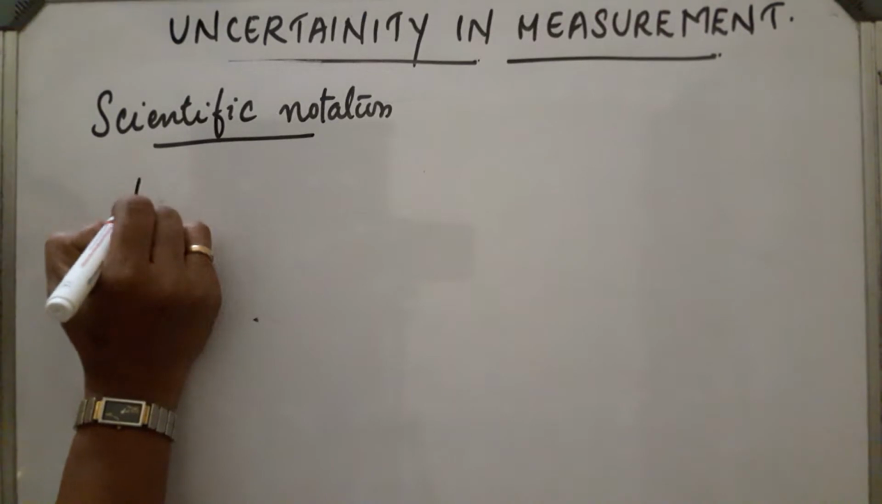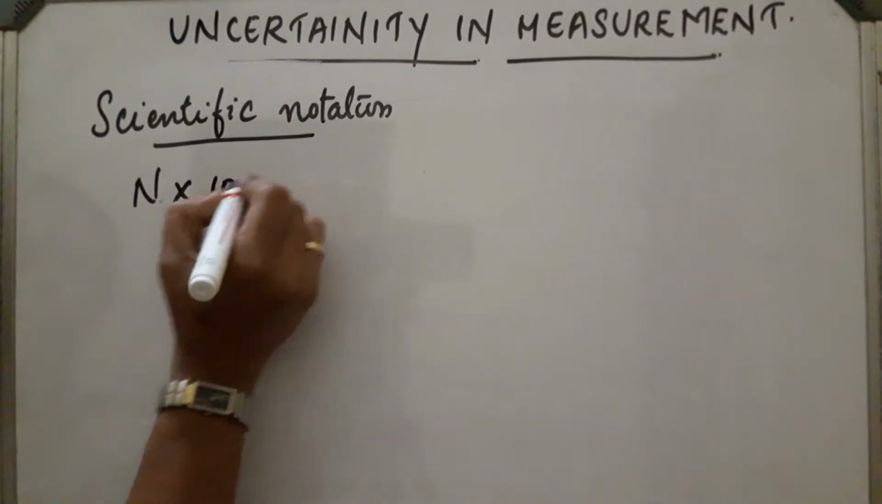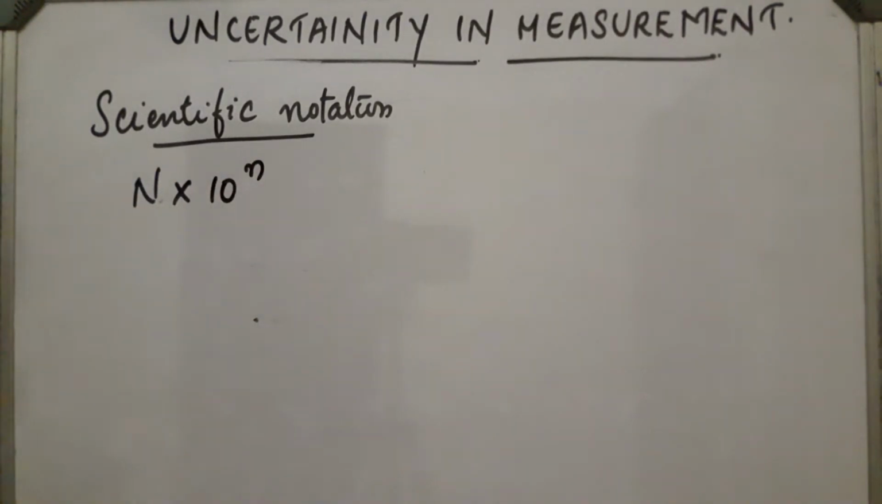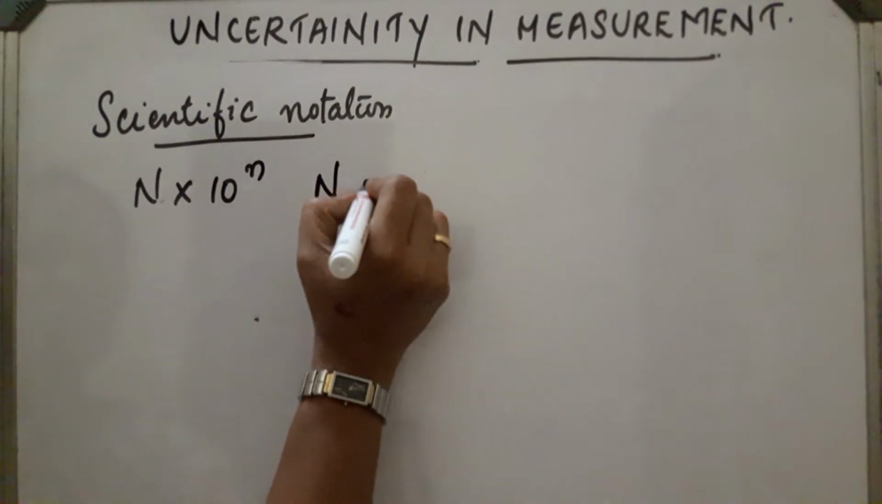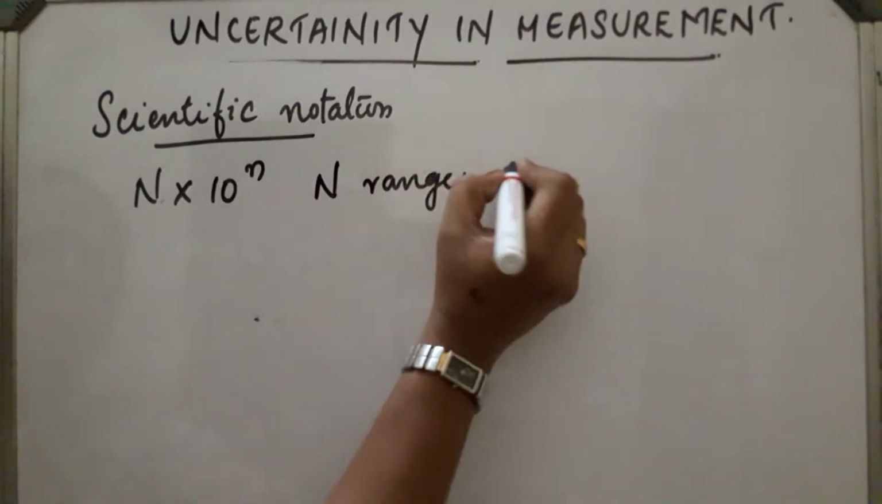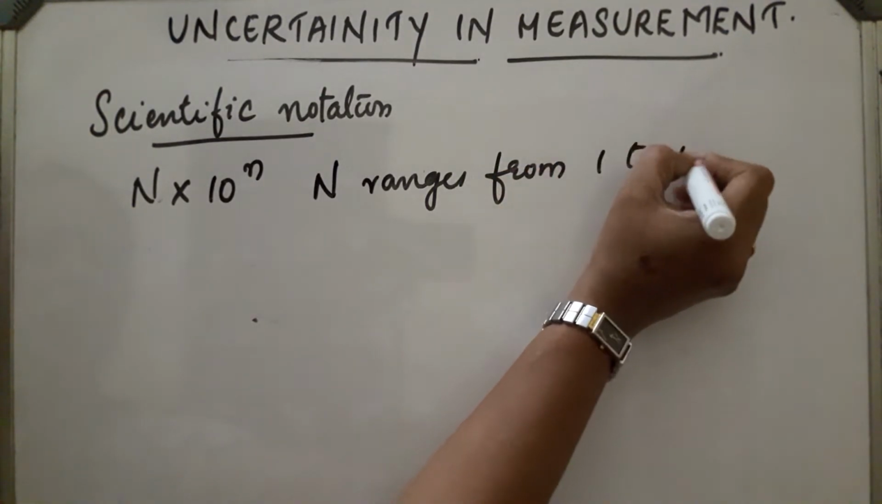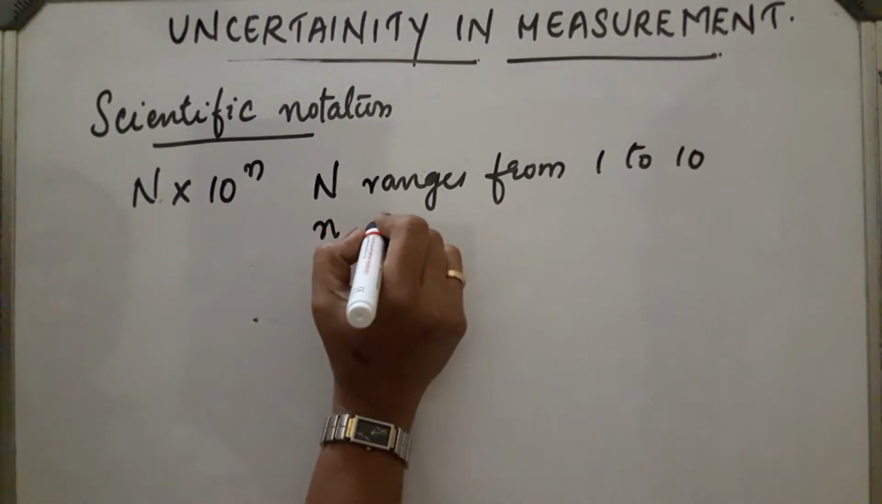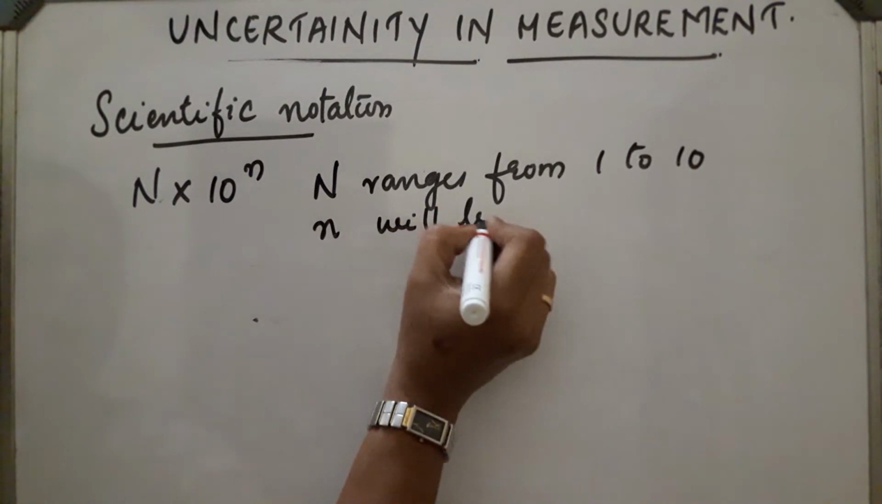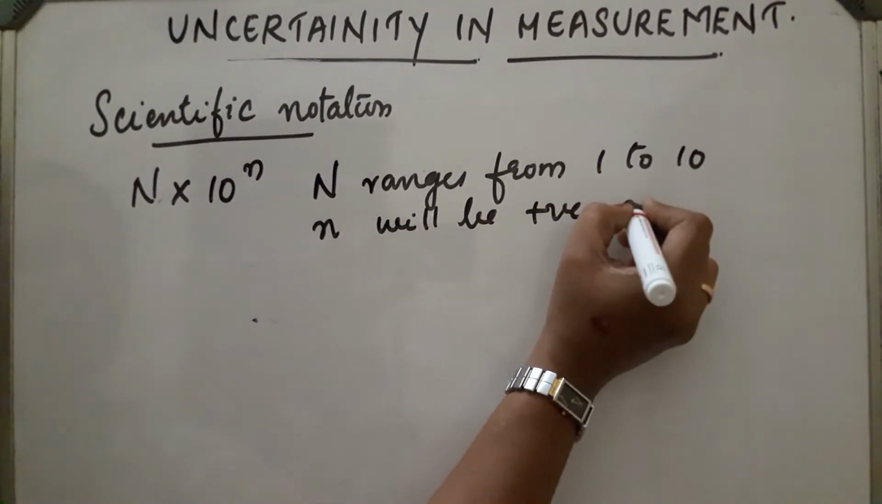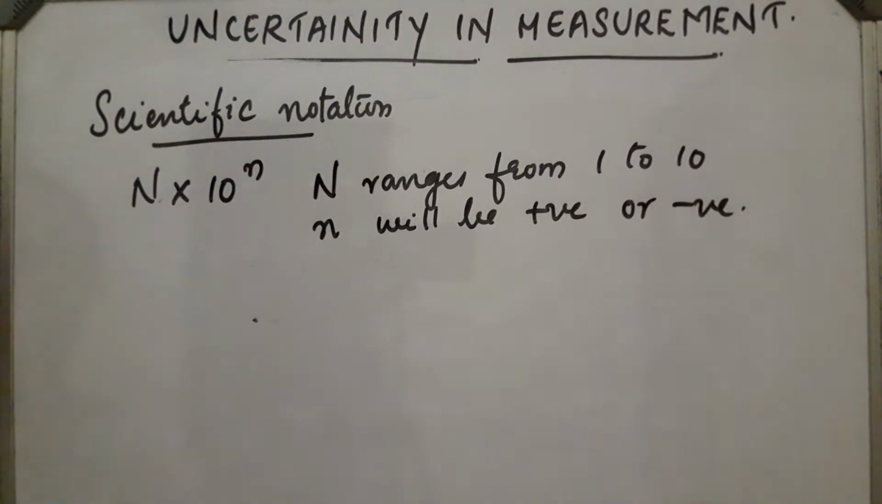We can represent the numbers like this: N into 10 raised to n, where capital N ranges from 1 to 10, and small n will be either positive or negative. Okay, let's take a few examples.